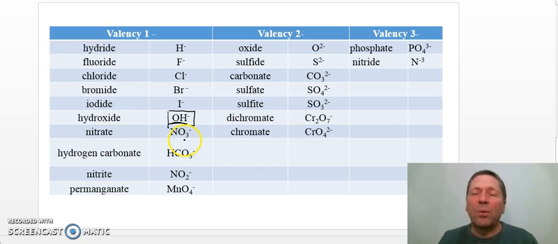Here's another, what we call a polyatomic ion with 4 atoms, 1 nitrogen, 3 oxygen. It's got a single minus. Hydrogen carbonate, single minus. Nitrite is single minus, and permanganate, MnO4, single minus. There's also a possibility of -2 ions: oxide, sulfide, carbonate, sulfate, sulfite, dichromate, and chromate. And there are also these 3 negative charges on these ones, phosphate and nitride.